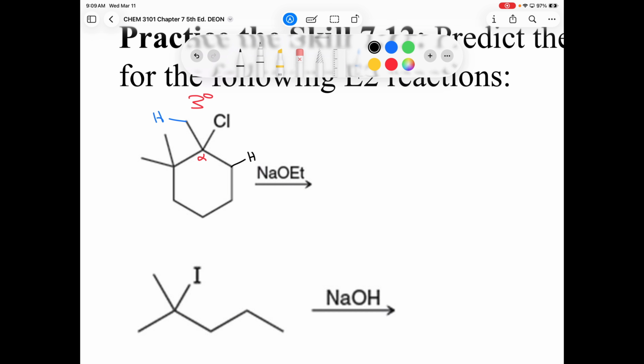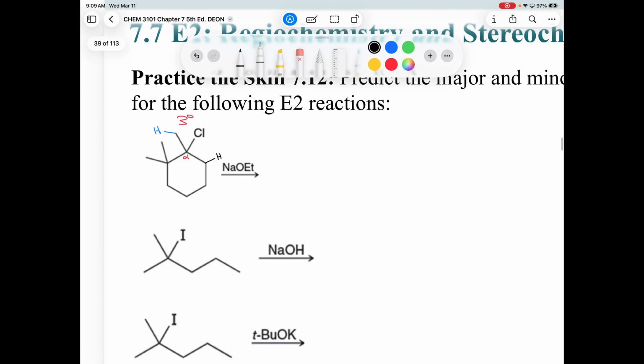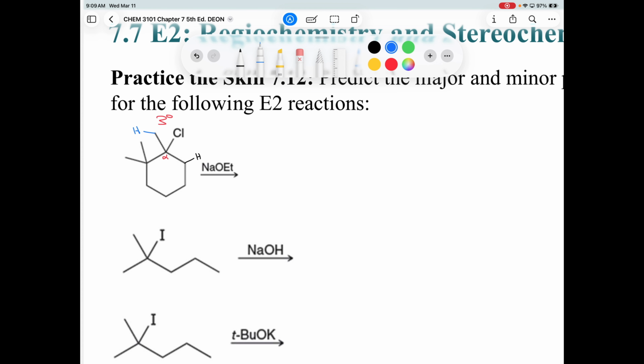Can anybody tell me? You guys wanna draw them? Let's draw the 2 products. So if we pulled off the blue proton, then I would form a double bond between this beta carbon and the alpha carbon. It would look like this. We would have these 2 methyls, which are unaffected, and I would have a double bond here. If I pulled off the black proton, I would end up with something that looks like this.